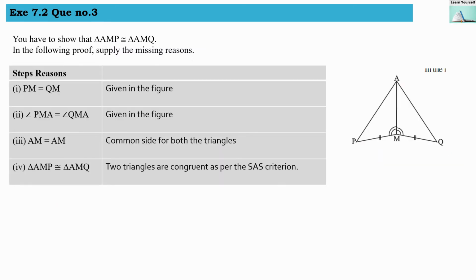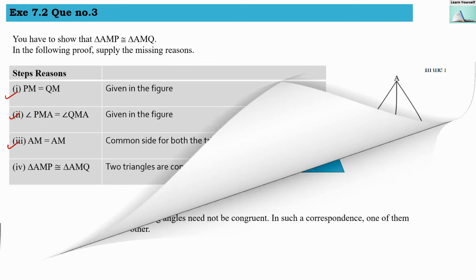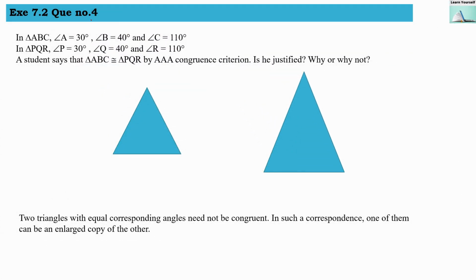And this is how we are going to write in a notebook. These three we can get from the figure, as per the signs indicated in the figure, and which criteria it is following is very important to write. So at last we are going to mention that these two triangles are congruent as per SAS criteria.